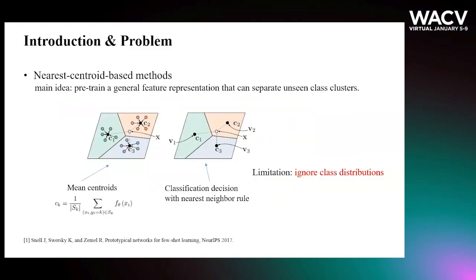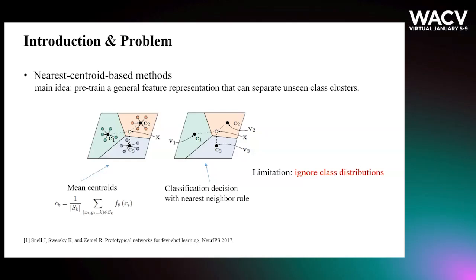In previous studies, nearest centroid-based methods have attracted considerable attention due to their simplicity and effectiveness. The main idea of centroid-based methods is to pre-train a general feature representation that can separate target unseen class clusters. For addressing a target few-shot task, a nearest centroid classifier is built with the feature embeddings of the few annotated samples. Generally, each class centroid can be calculated by the mean of the embeddings of the class.